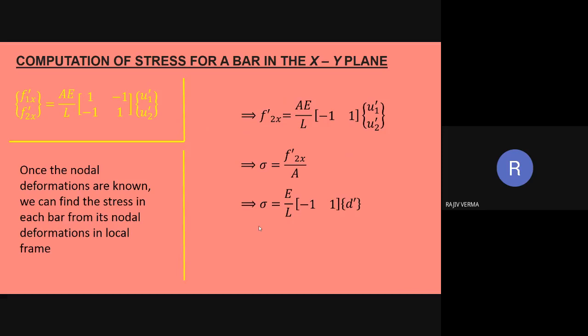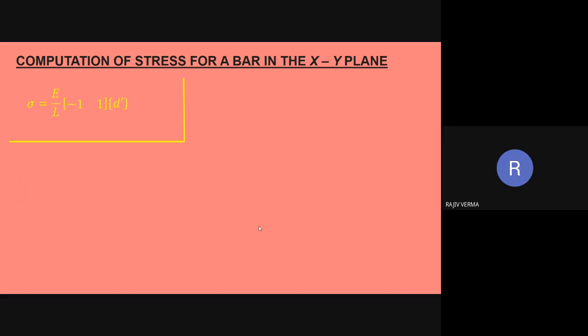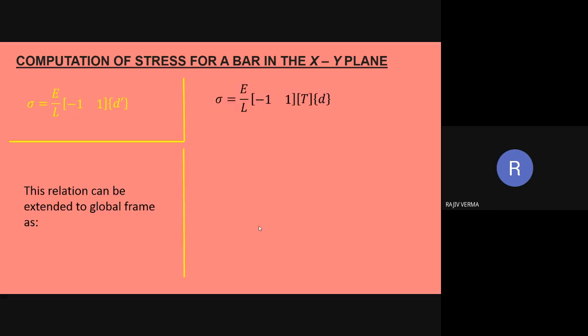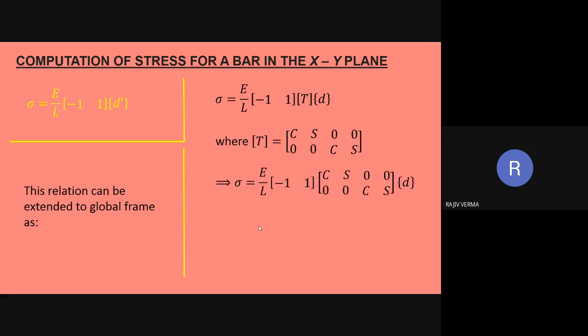Now, this particular relationship we can modify slightly. This relationship can be extended to go to global frames, such as we introduce the relationship between the degrees of freedom between the local and the global frame to give the equation on display, where transformation matrix T is now going to be, which can further be simplified.